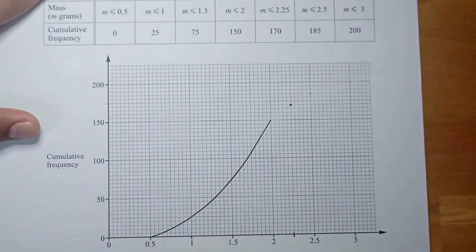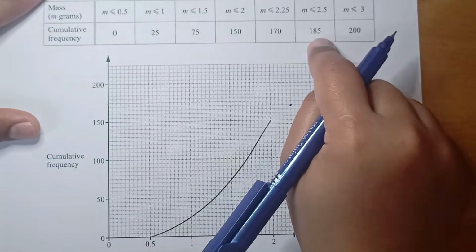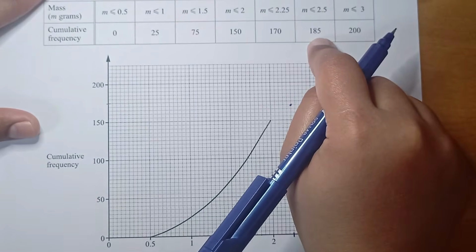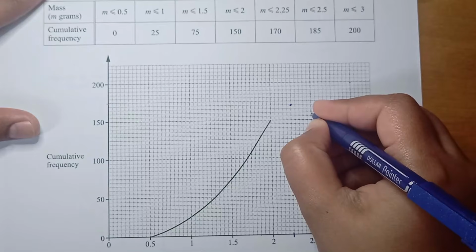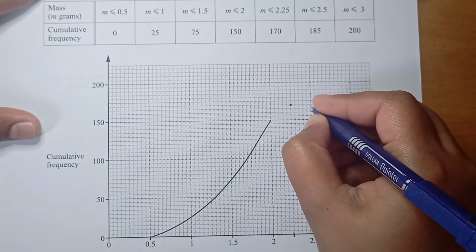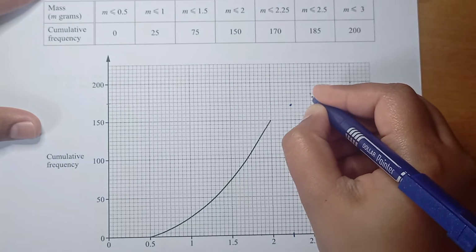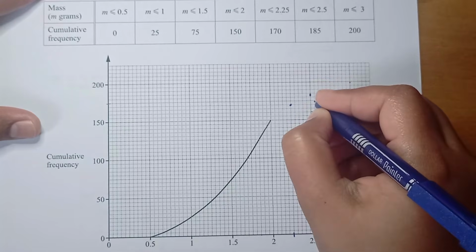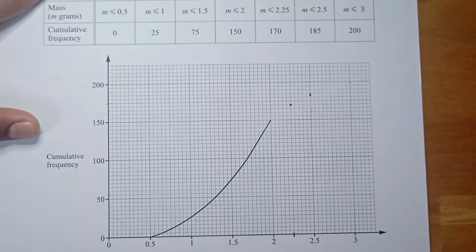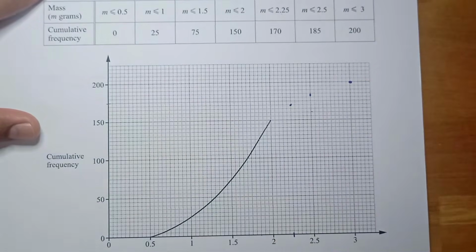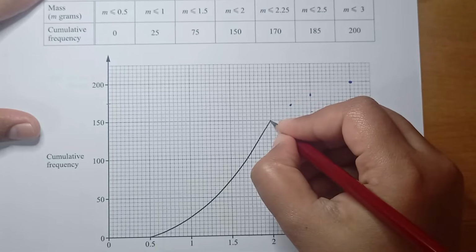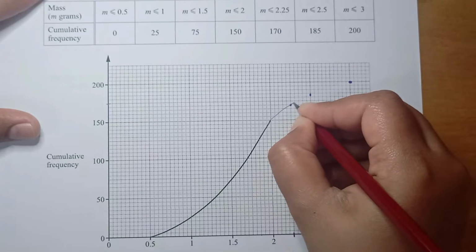Now for next, when the mass is 2.5, the cumulative frequency is 185. 2.5 and 150, two blocks 160, and then two blocks 170, two blocks 180, and in the middle 185. Right? For 3, it's 200. So we have 3 and we have 200 over here. So let me connect the rest of the points to complete the cumulative frequency curve.